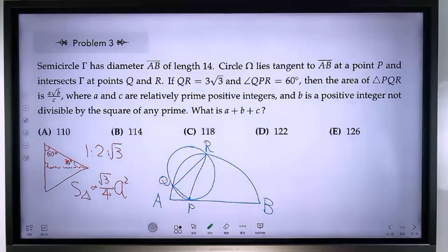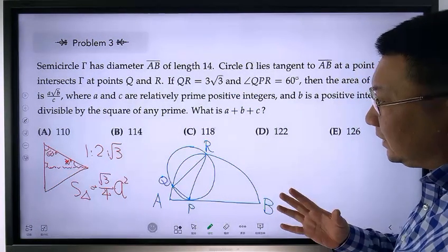Okay, so how to handle it? Basically, it looks like you have no clue, right? Because there's nothing, there's a semicircle, right? There are not that many triangles. It's only 3 straight lines, PQR. So, what to do?